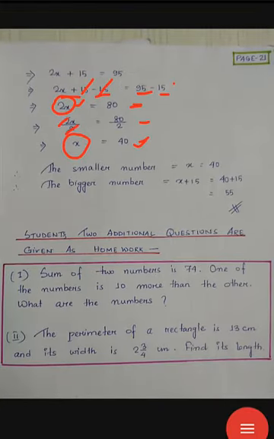So very clearly the smaller number x is equal to 40. Now on the basis of this value of x, we are going to calculate the bigger number, and it will be x plus 15. So in place of x, we shall be putting 40 plus 15. The result is 55. So these are the answers.